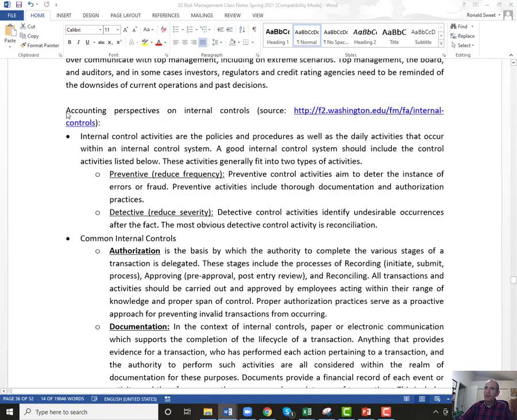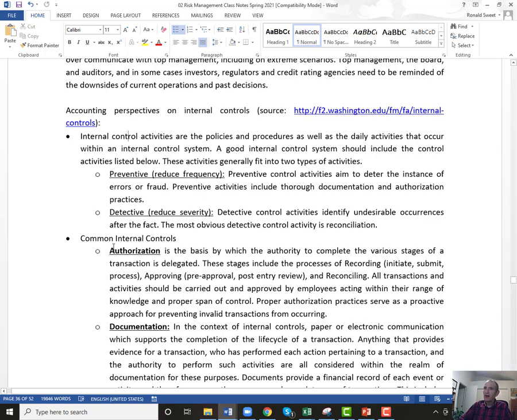It gets back to what you learn in your accounting audit class. Internal controls, those are the activities, policies, and procedures that are part of the internal control system. They can be preventative or detective, either one. Preventative strategies are those trying to reduce frequency, trying to keep something from happening. They can be detective, which is focused on severity, so something's happened, but you detect it early enough so that it doesn't cause a major loss.